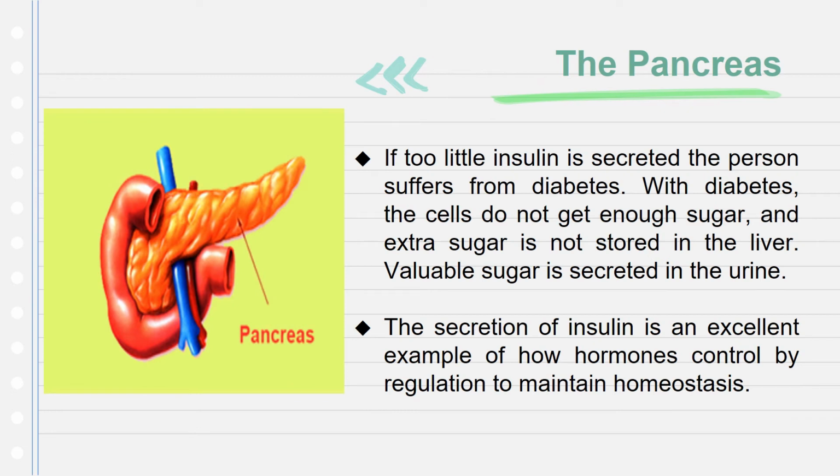If too little insulin is secreted, the person suffers from diabetes. With diabetes, the cells do not get enough sugar and extra sugar is not stored in the liver. Valuable sugar is secreted in the urine. The secretion of insulin is an excellent example of how hormones control by regulation to maintain homeostasis.